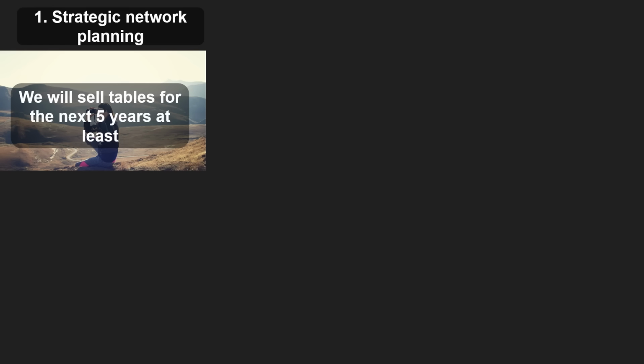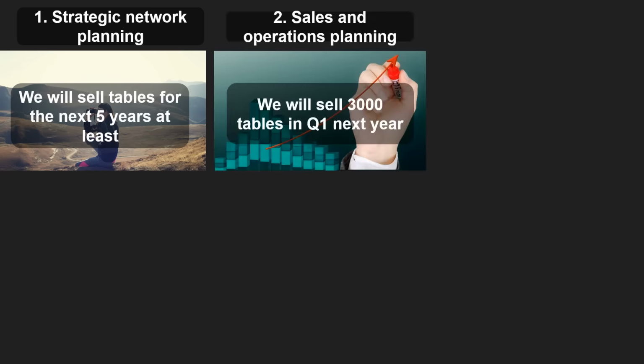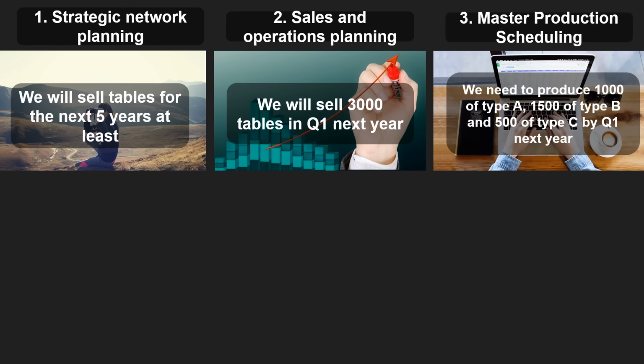On the strategic level, the strategic network planning, you might plan that, okay, we will sell tables for the next 5 years at least. This is broken down to the sales and operations planning, and there you say we will sell 3,000 tables in the first quarter of next year. And the master production scheduling, when you break this down further, say, okay, to be able to meet these 3,000 tables, we need to produce 1,000 tables of type A, 1,500 of type B, and 500 of type C by the first quarter next year. Otherwise, we cannot meet these demands.